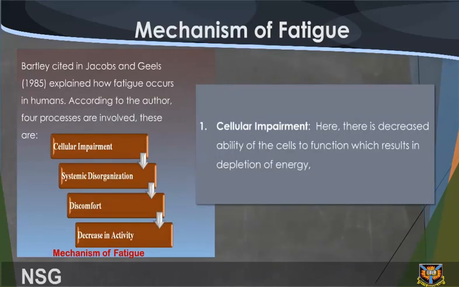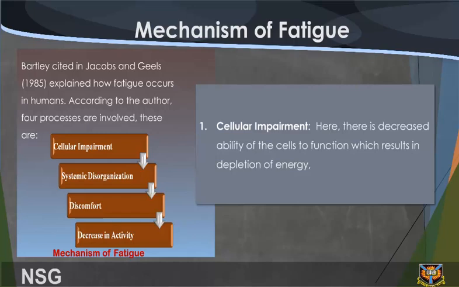Mechanism of fatigue. Barclay, cited in Jacobs and Gill's 1985, explained how fatigue occurs in humans. According to the author, 4 processes are involved. These are cellular impairment, systemic disorganization, discomfort, decrease in activity. 1. Cellular impairment.